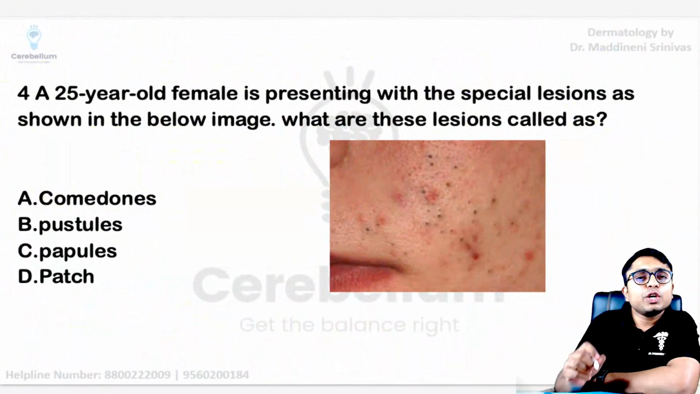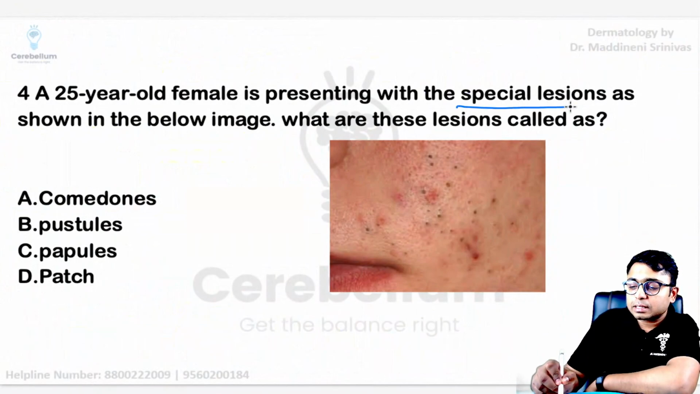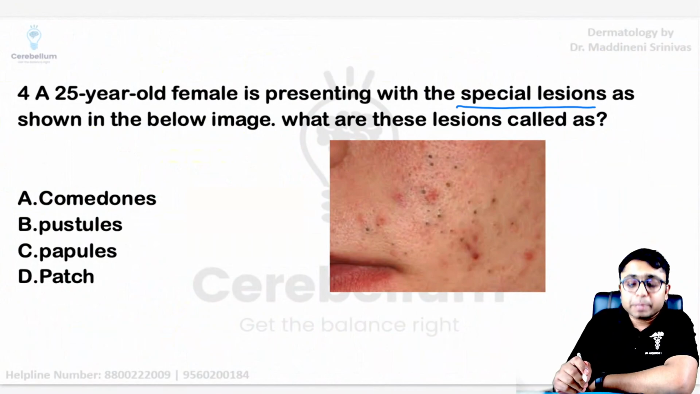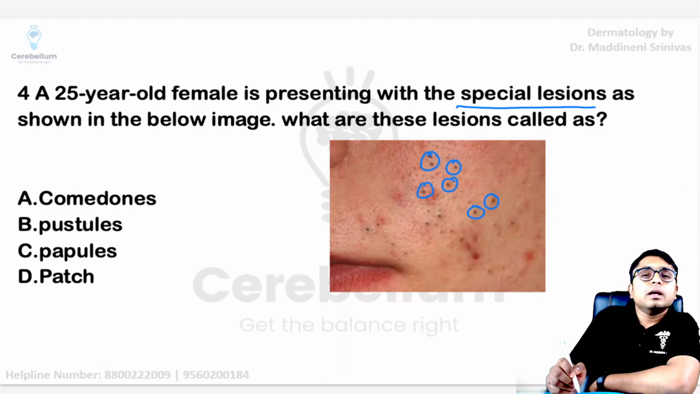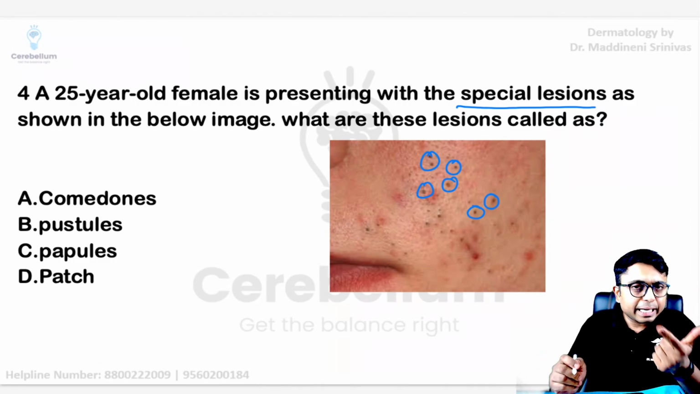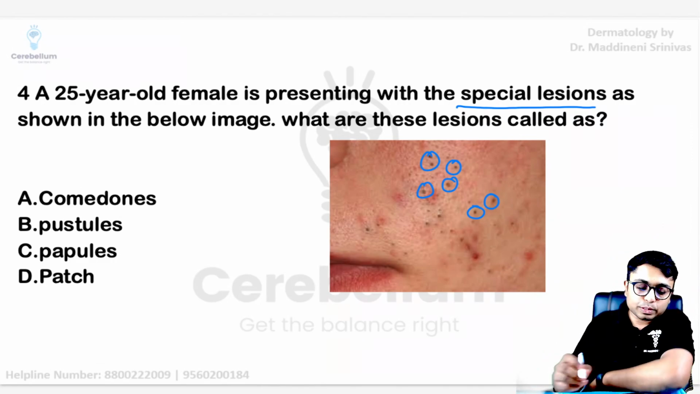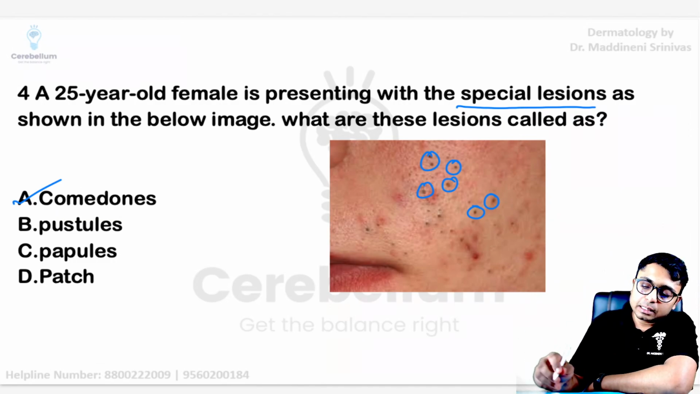So this is the next question. A 25-year-old female is presenting with special lesions. So this is what the examiner already mentioned in the question, special lesions. And you are able to see that this is the image where you are able to see black dots. Some black dots are present over the cheeks. And these black dots, if you remember, we have discussed in the basics of the skin, these special lesions which were one burrows, two target lesions, and the third one was comedones. Yes, the answer here is option A, comedones. So you are able to see black colored dots present over the skin surface.